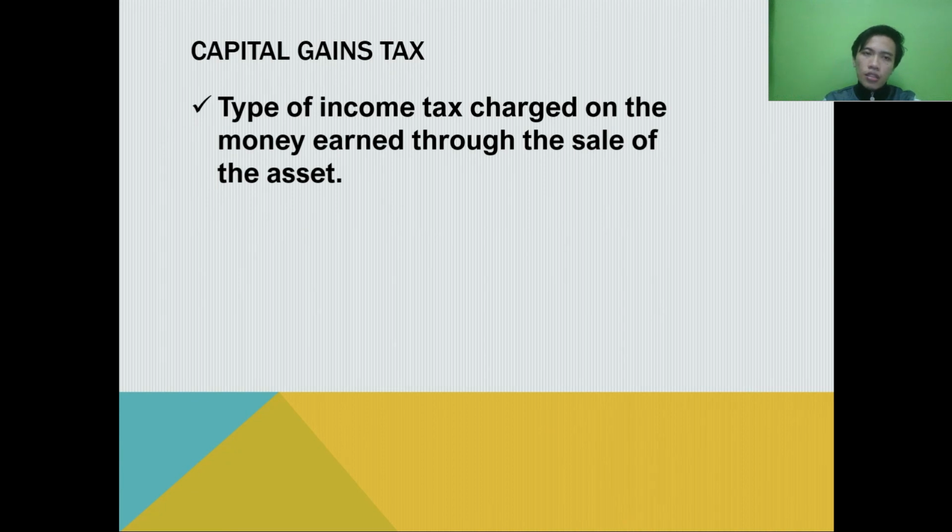Capital gains tax. Capital gains tax is a type of income tax charged on the money earned through the sale of an asset. We have the capital gains tax if we sell an asset for more than we paid for it.